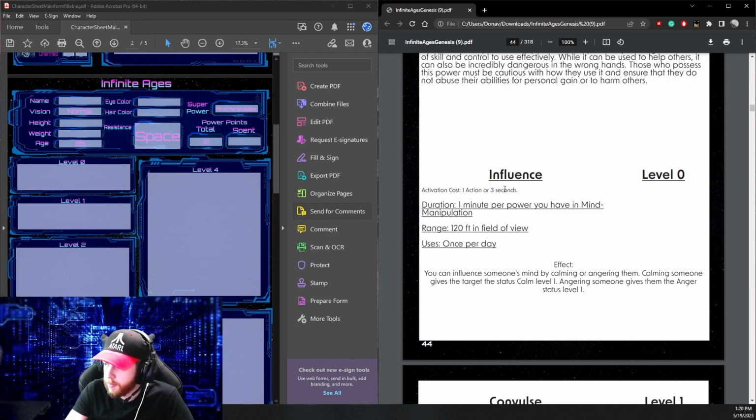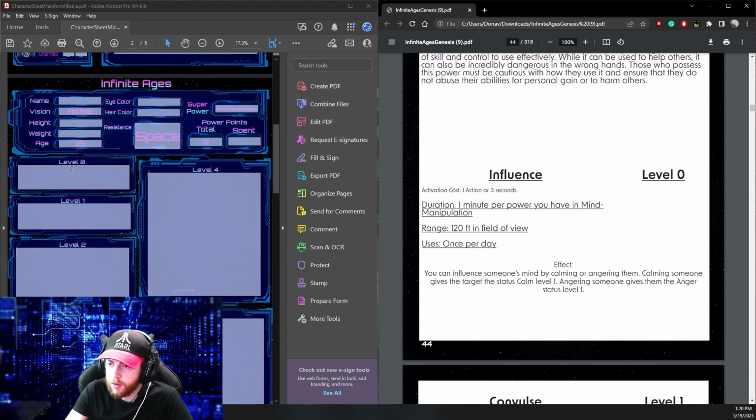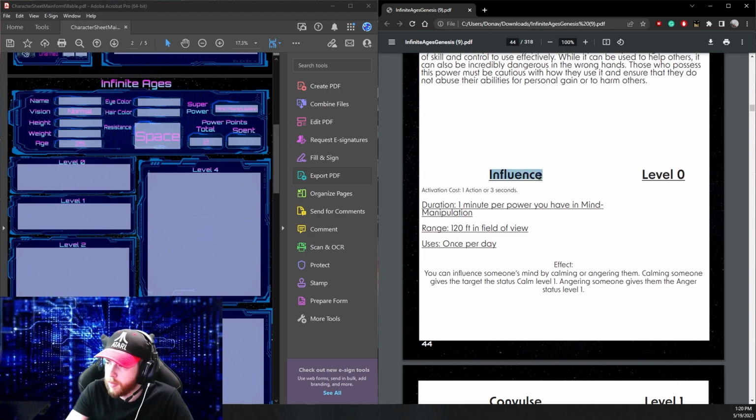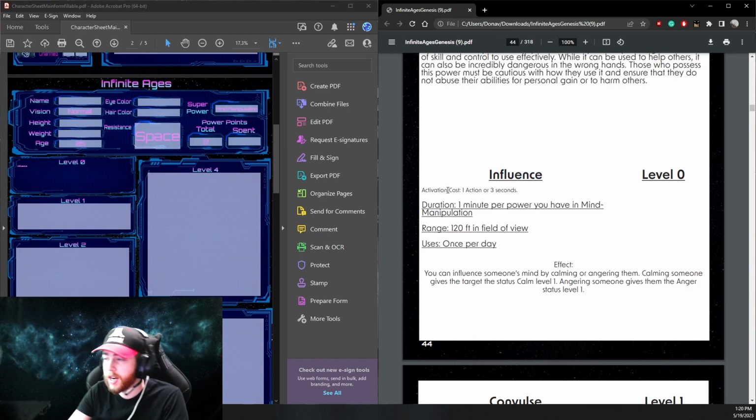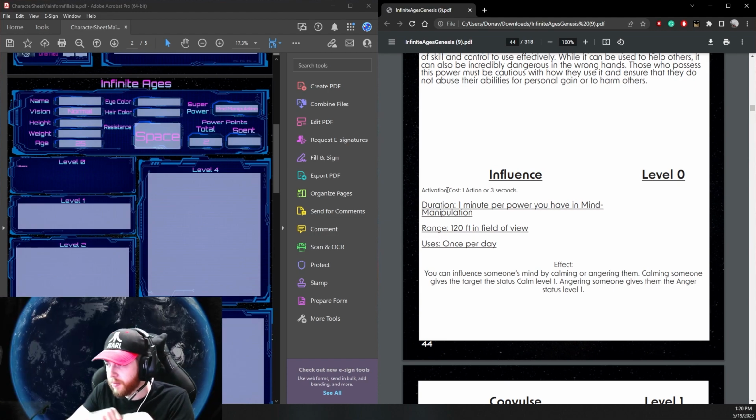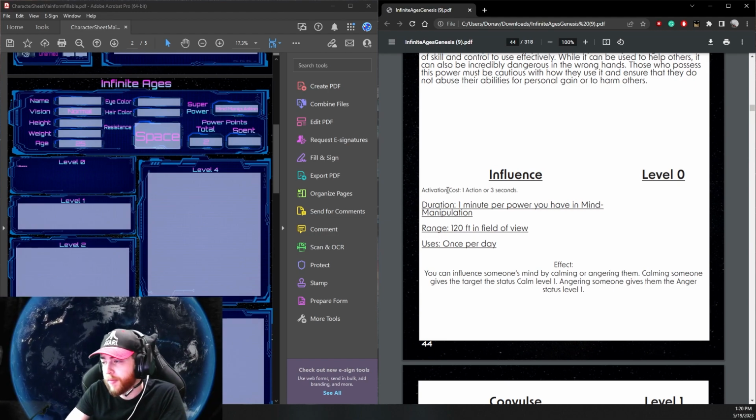Here we have influence, which is our level 0 ability. So we can just pop that in. These are meant to be more like notes. So I already know quite a bit about influence. Activation cost is going to be one action, or it takes 3 seconds to activate it if you're out of combat.